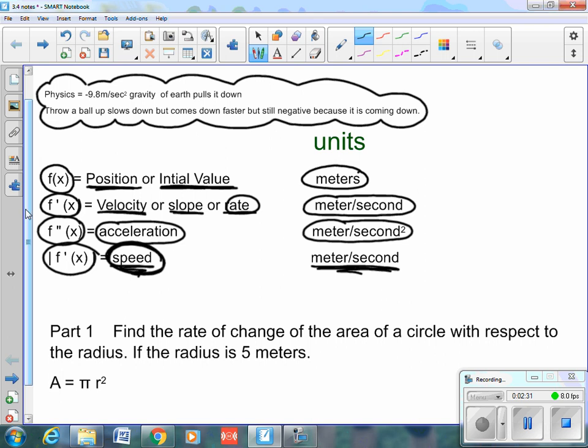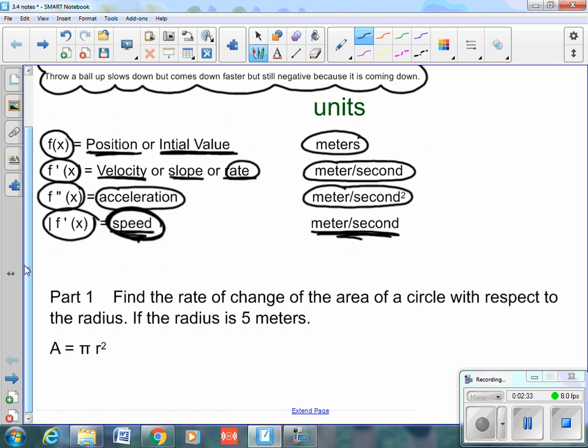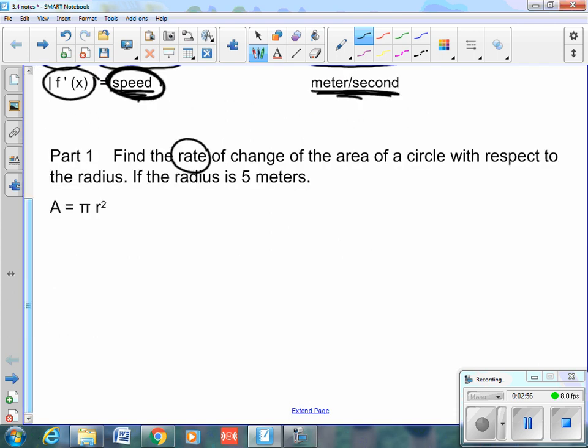So, part one. This is a sentence, and what you need to do is key on the important things. Find the rate of change of the area of a circle with respect to the radius if the radius is 5 meters. The key word in this problem, anybody know what the key word is? Rate, right? So you should probably circle it on the AP test and say rate, okay? They're giving you the formula of the area that you would know from geometry, right? Area is equal to pi r squared.